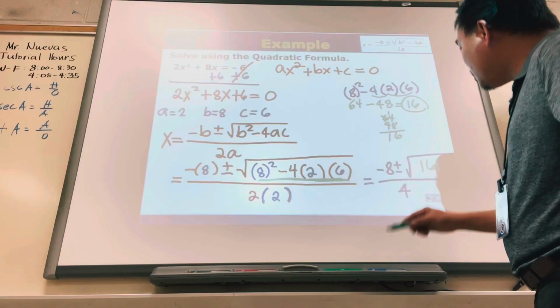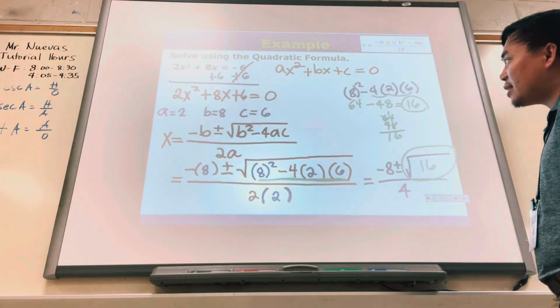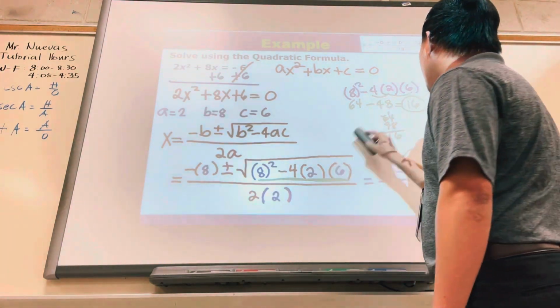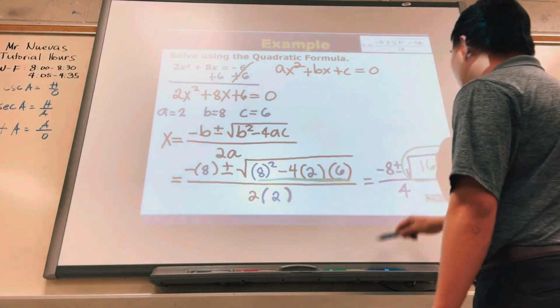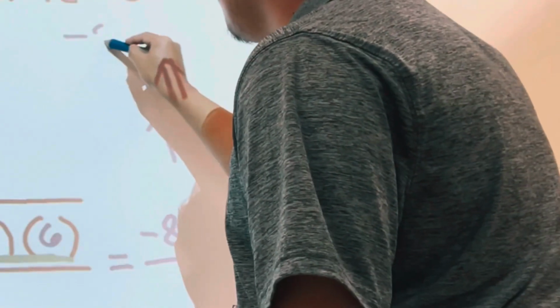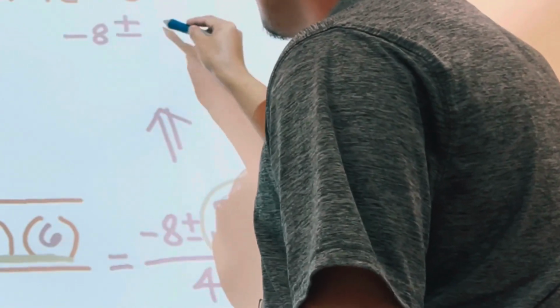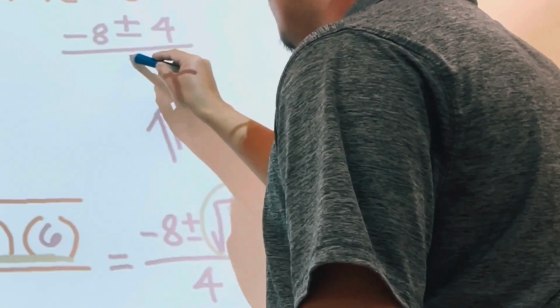Then the next thing to do is the square root. We can get the square root of 16, and the square root of 16 is equal to 4. So right now, our equation will be negative 8 plus or minus 4, divided by 4.